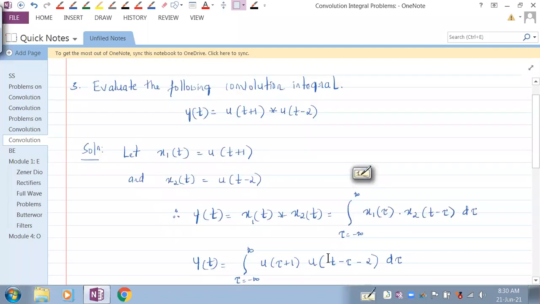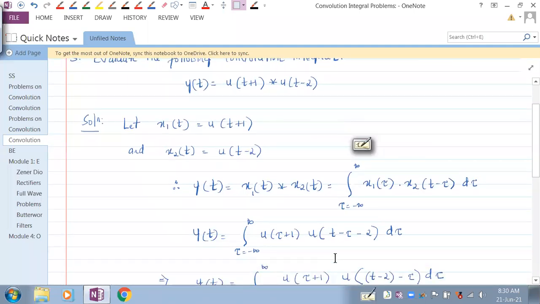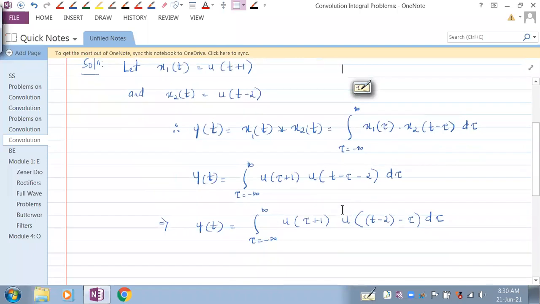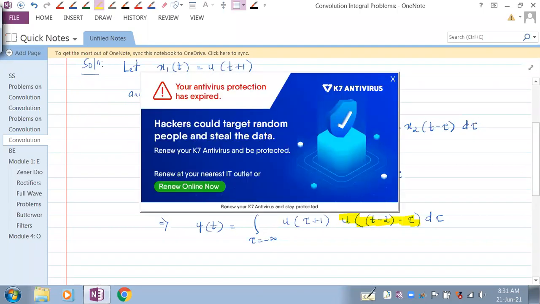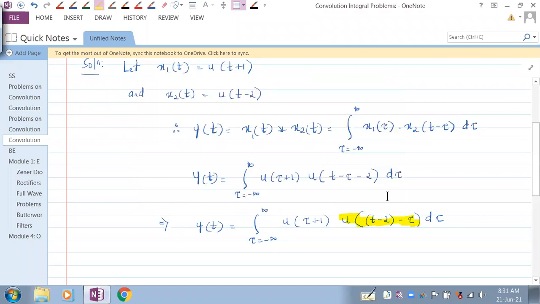But this is not the form that we required this to be in. We want this signal to be expressed in this particular form. This is a very important form. If you don't express it in this form, the problems cannot be solved. So this has to be represented in this particular form.